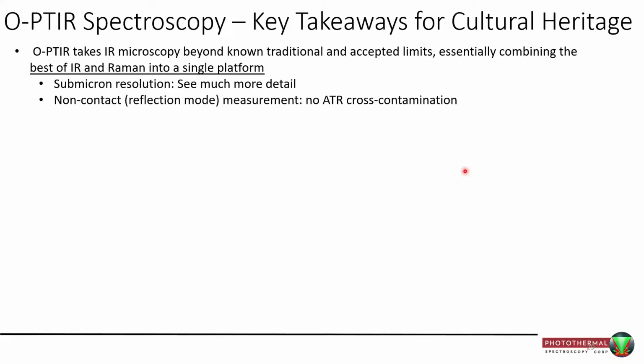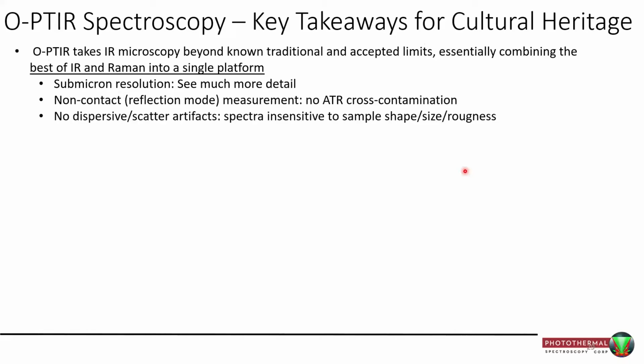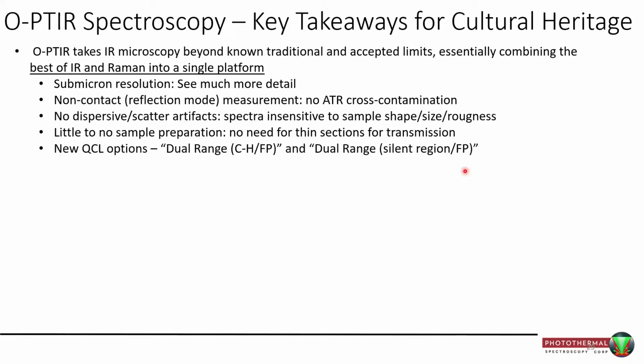With this non-contact reflection mode, you can work in an easy mode without any ATR and without any cross-contamination. There are no dispersive scatter artifacts, so the spectra are very consistent, no matter the size or the roughness. There's little to no preparation, so there's no need for thin sections anymore, which can be very challenging. You can work off thick sections, or even rough material, a piece of metal or a piece of glass or some other rough surface. And there are now new QCL options coming out onto the market, especially the CH, which I think has opened up a lot of new experimental possibilities.